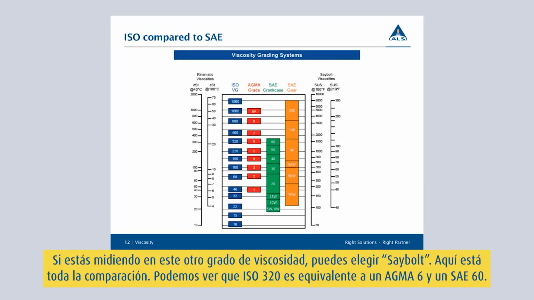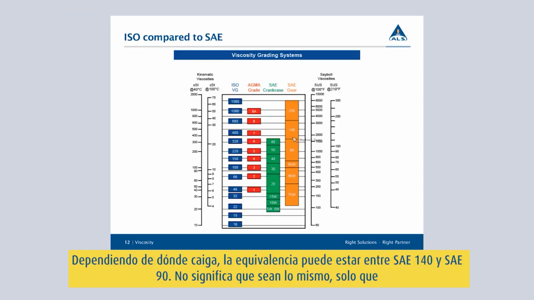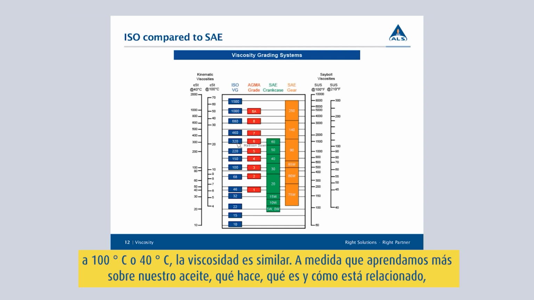Should you be measuring, and this is another grade that you can choose to do, Saybolt. They also have it compared over here, but you can start to see, and we'll look at this ISO 320, that it's equivalent to an AGMA grade 6 or an SAE crankcase grade 60. And then depending on where it falls, you're either at an SAE 140 or an SAE 90. And that's just relating them all together. It doesn't mean they're the same thing. It just means that when you're looking at the viscosity at either 100 degrees or 40 degrees C, they have a similar viscosity.